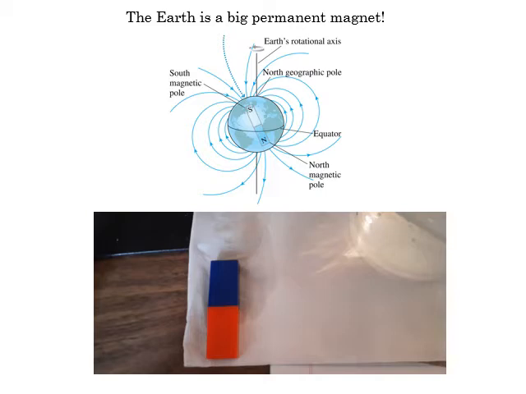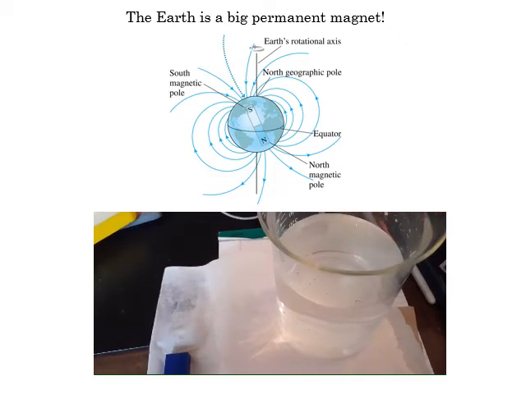So magnetic South and geographic North go together. Magnetic north and geographic south go together. Something that's kind of neat, and by all means try this at home, you can make yourself a compass just like some ancient civilizations did.